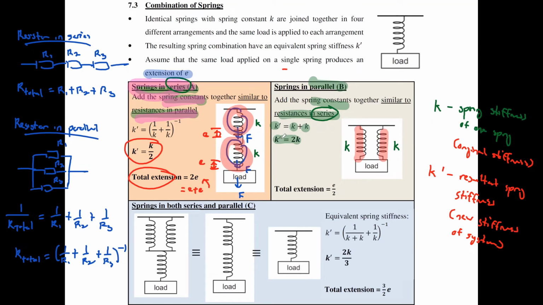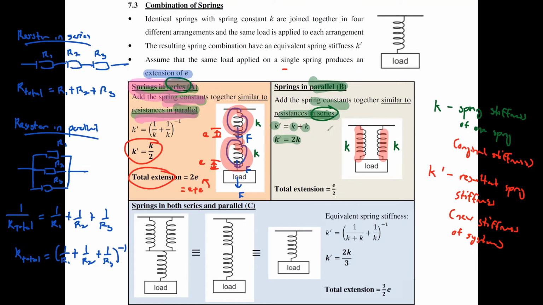Okay, so just remember this, that it's always the opposite when it comes to adding springs in series and parallel. It's always the opposite to that of resistances. If you see springs in series, you add it like you would resistances in parallel. If you see springs in parallel, you add it like you would resistances in series. Okay, so now this one is telling you that the new spring constant is actually 2K. It's actually twice the original value.